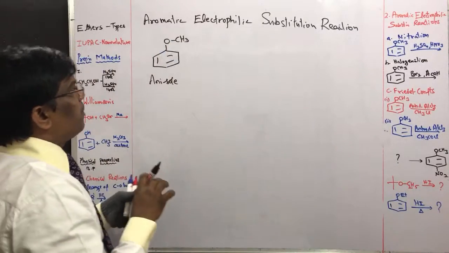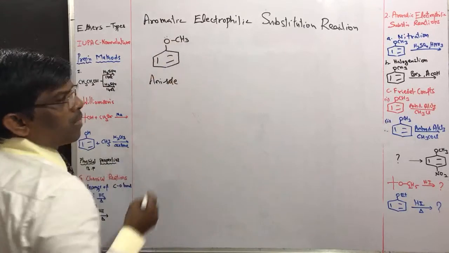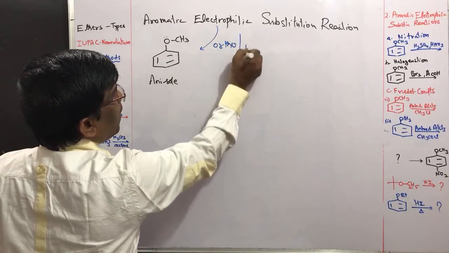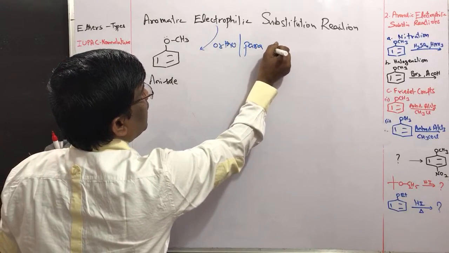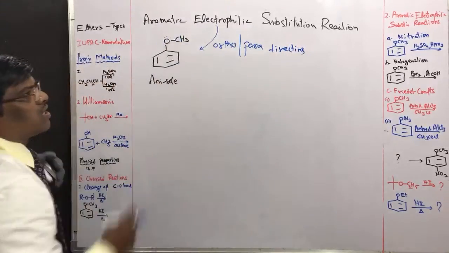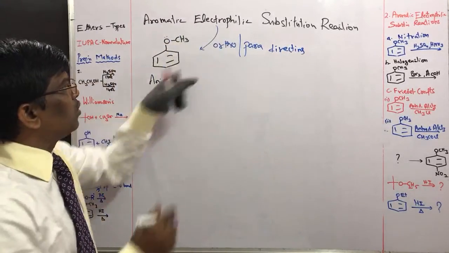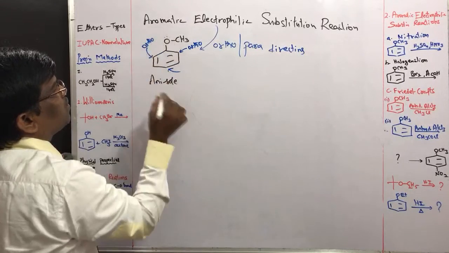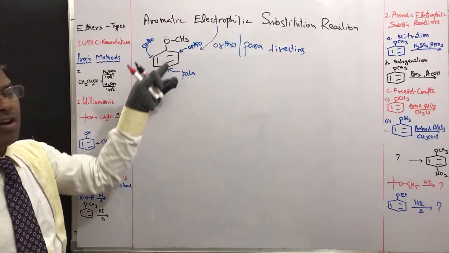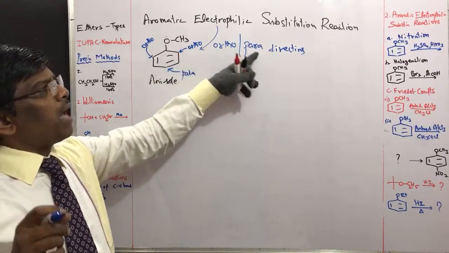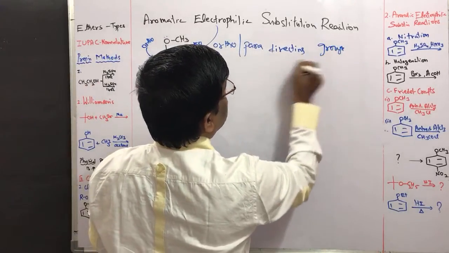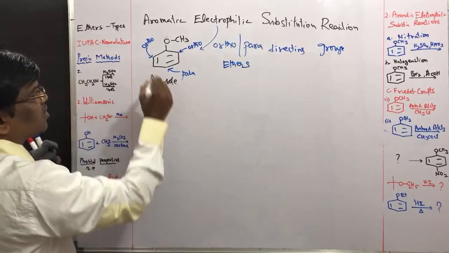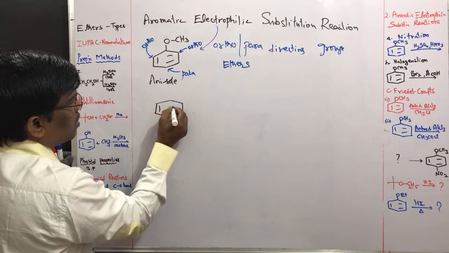Before going deep, what is the orientation of this methoxy group? The methoxy group is an ortho-para directing group. That means this methoxy group directs the incoming electrophile to ortho. This is the ortho position. This is also an ortho position, either of these two sides, and this is the para position, right? So this methoxy group, or ethers, are ortho-para directing groups, similar to phenol. Why? You can write the resonance structures to learn how it directs.